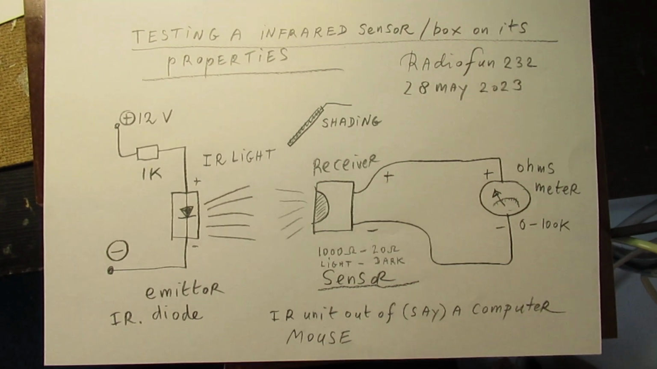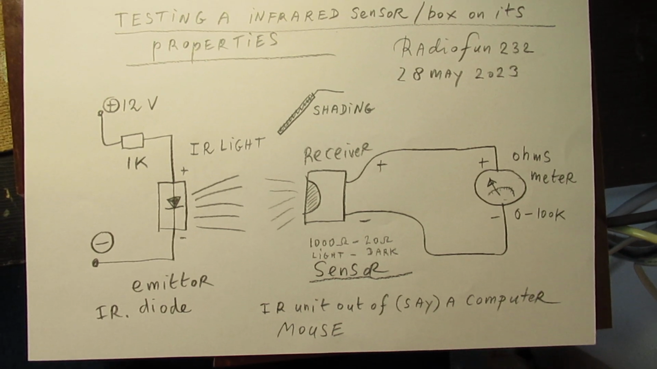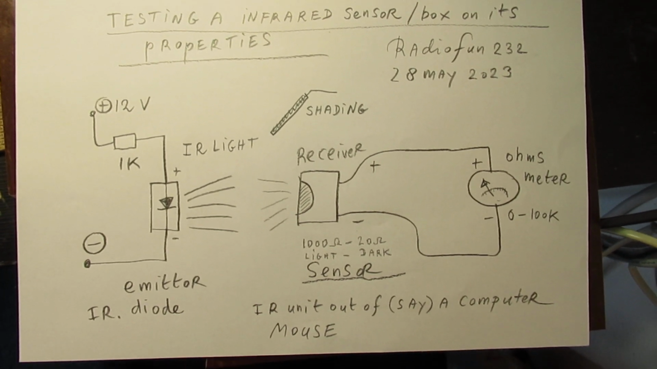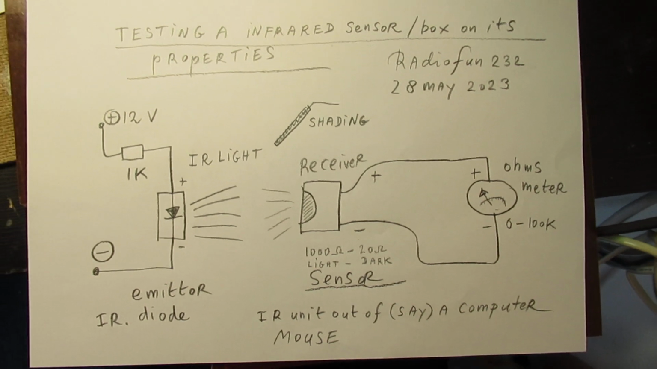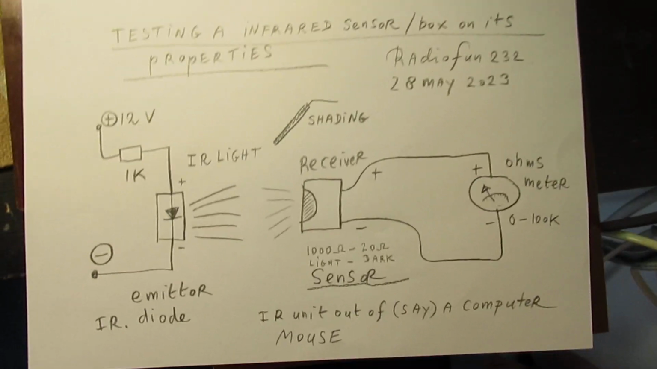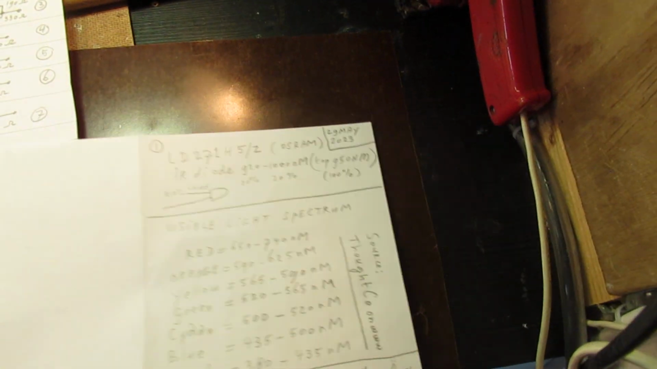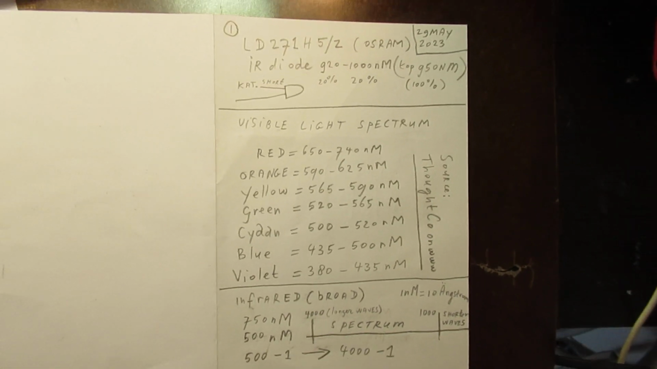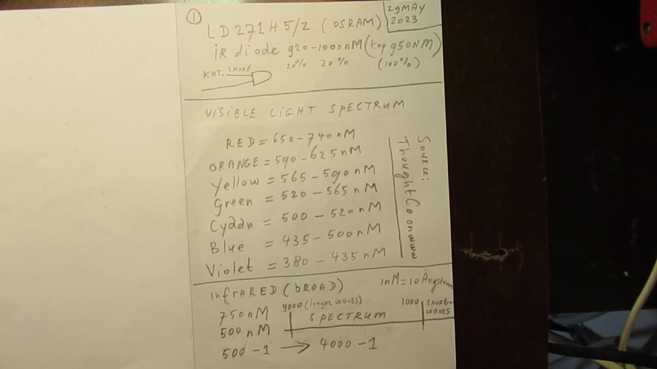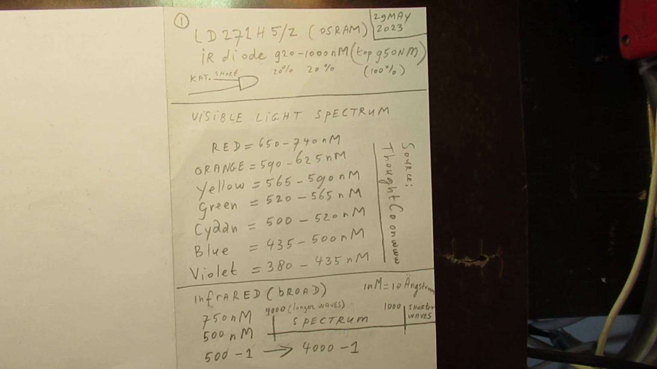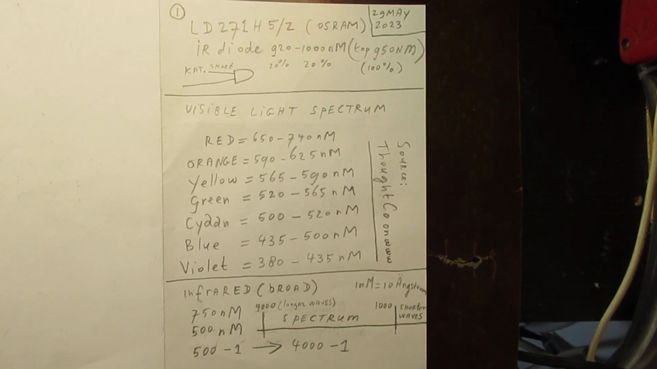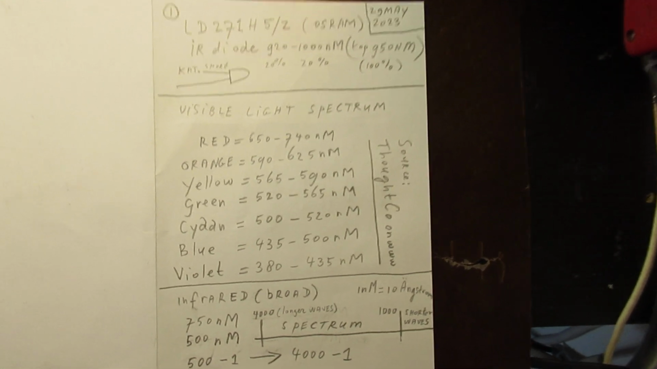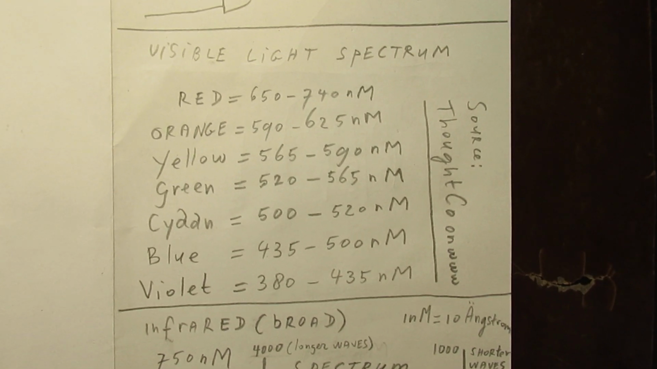A few days ago I published this circuit, a demonstration of how to test an infrared sensor. And after that I published another video talking again about the different frequencies of light in the nanometer range. And here you can see more or less the colors.